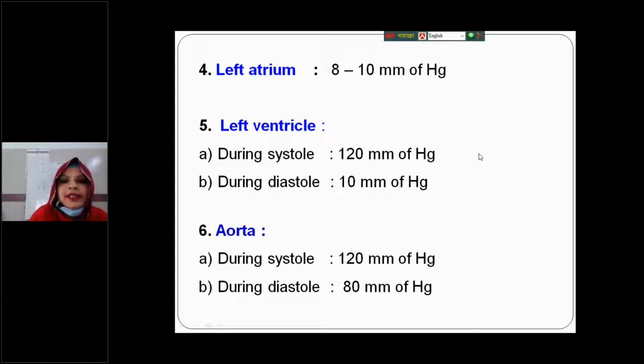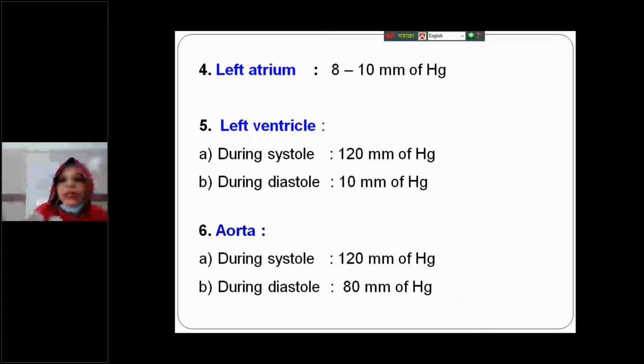Now left ventricle during systole 120 millimeter of mercury, during diastole 10 millimeter of mercury. Now aorta, the same pressure during systole, 120 millimeter of mercury, and during diastole 80 millimeter of mercury. You have to memorize these pressure changes very nicely.